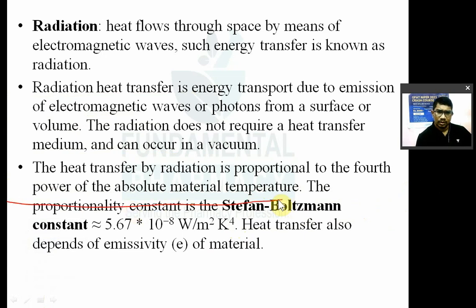The proportionality constant is nothing but the Stefan Boltzmann constant, and it is nothing but the 5.67 into 10 raised to minus 8. उसका यूनिट होता है watt per meter square K raised to 4. Heat transfer also depends on the emissivity of material. Material का emissivity कितना है, वो कितना emit करता है radiation.